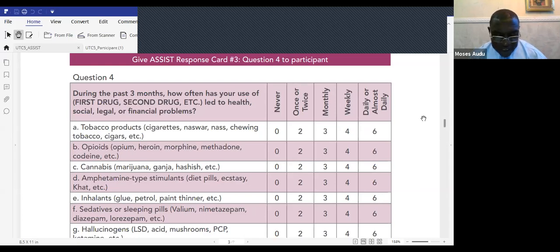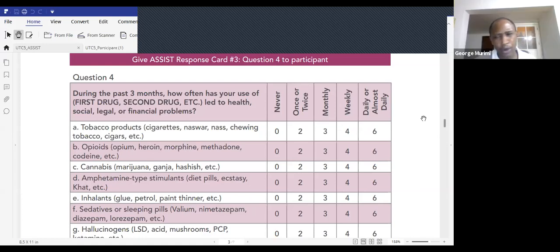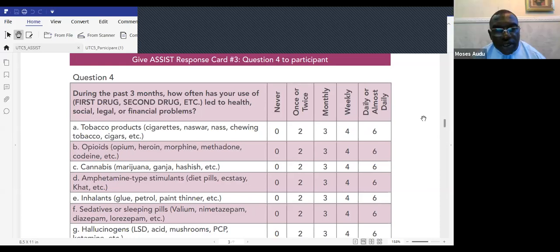What about problem with sedatives or sleeping pills? No problem that I can think of. Not at all? No, not at all that I can think of, yes. Okay.